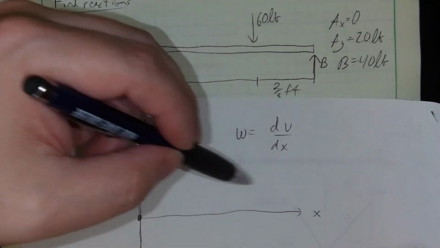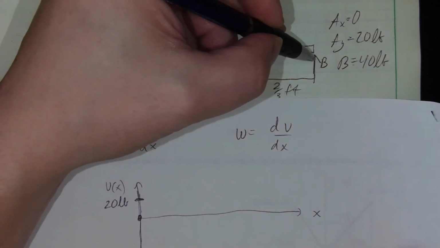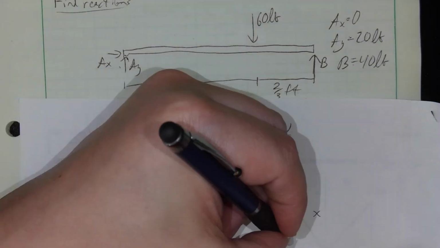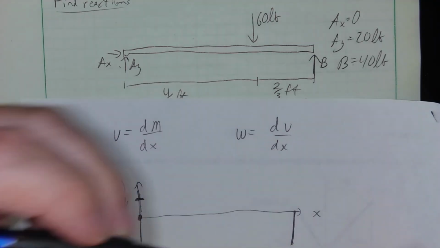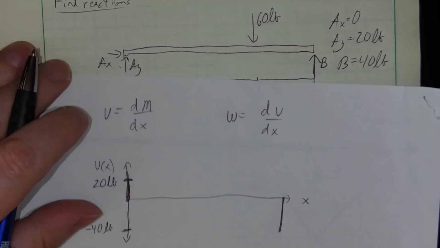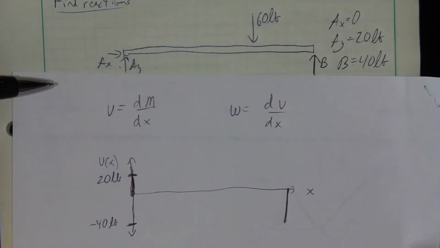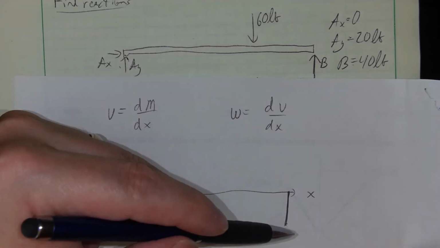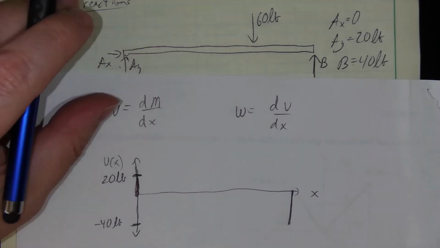But this graph needs to start and stop at 0. So I'm going to start at 0, go up 20, and that means when I get out here to the end, I'm going to be down here at minus 40 pounds, because this reaction right here is going to push it back up to 0. So I know this is how my graph's going to start and end, because I've got reaction forces here and here pushing the graph up at both points. So at this end, it needs to push up 20 pounds. At this other end, it needs to push up 40 pounds, and it needs to start and stop at 0 at both places.